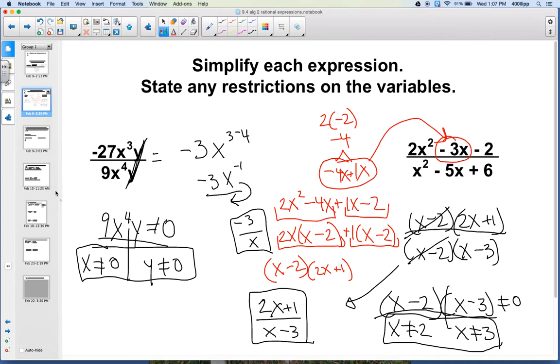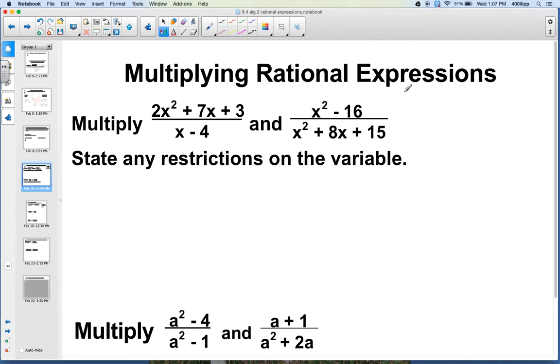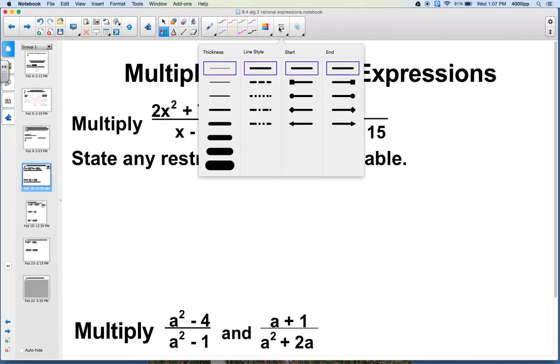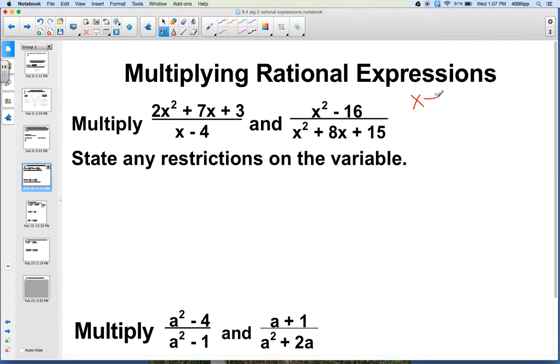Okay, moving on to multiplying rational expressions. When we multiply these two, we're going to do a similar thing where we see what we can cancel out, and we still have to state any restrictions. So we can start with our restrictions here, taking both of the denominators. Those cannot be 0, so x cannot be 4. And here we want to look to see if it can be factored. x squared plus 8x plus 15 cannot be 0. So we factor this.